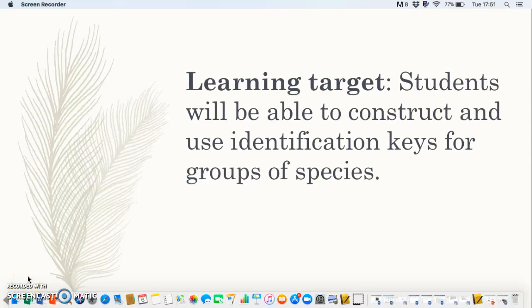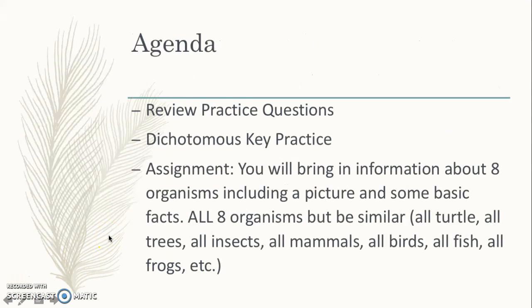Hi class, for section 2.5, one of our goals is to be able to make a dichotomous key, and it has to include 8 organisms. So if we take a look, I'm just going to skip down to what I wrote about the assignment. Your goal is to bring in information about 8 organisms, including a picture and some basic facts.